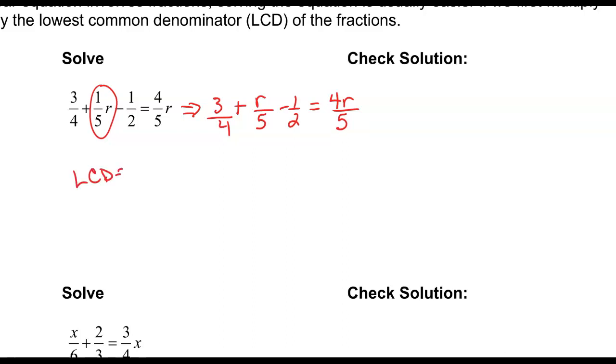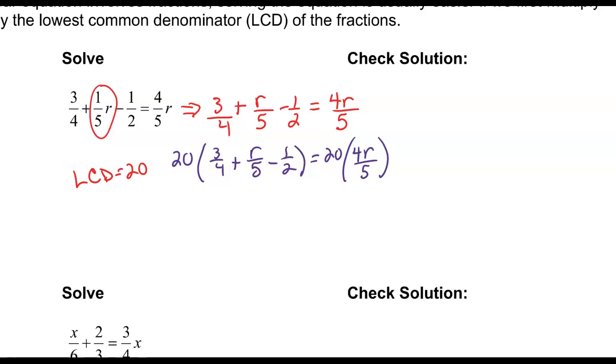20. So it's 20. So if you're going to do that, please note, if I do something to one side of the equation, don't I have to do it to the other? Otherwise it doesn't stay what? Balanced, correct? So guess what I'm going to do? I'm going to go 20 times 3/4 plus r over 5 minus 1/2 equals 20 times 4r over 5. All right, now what do we have to do?